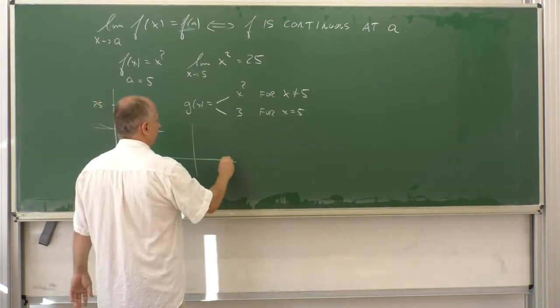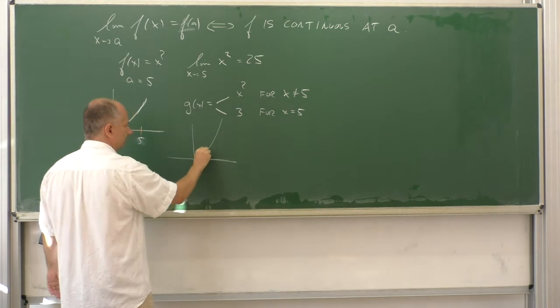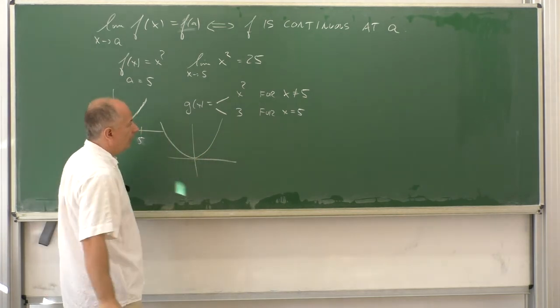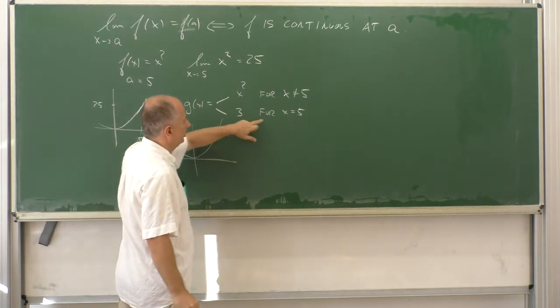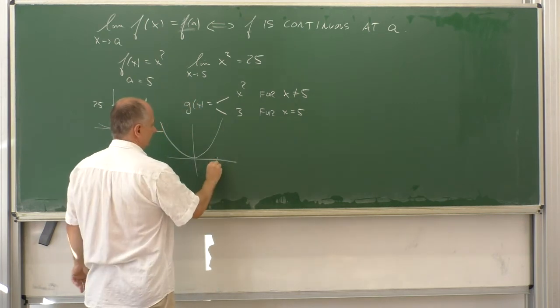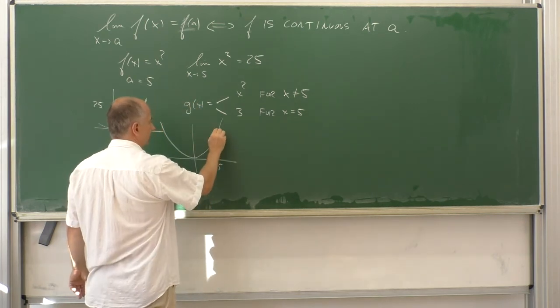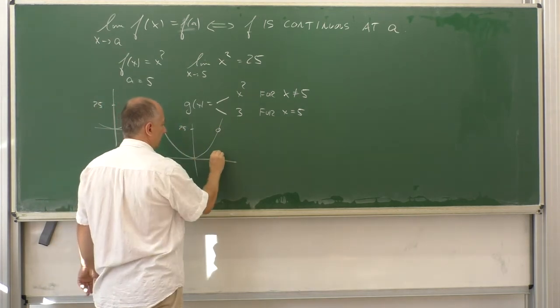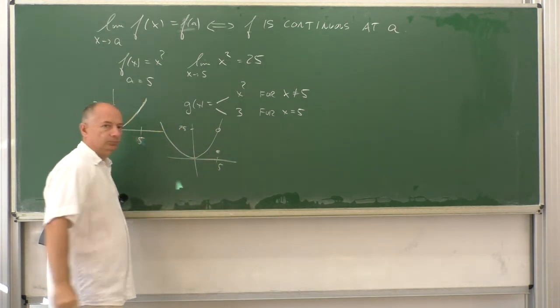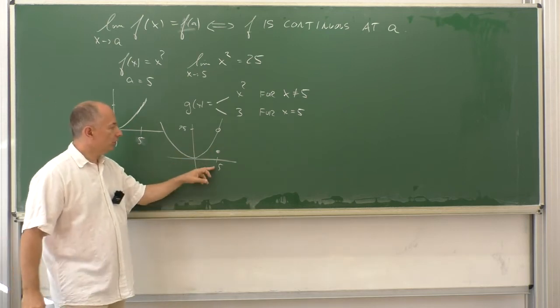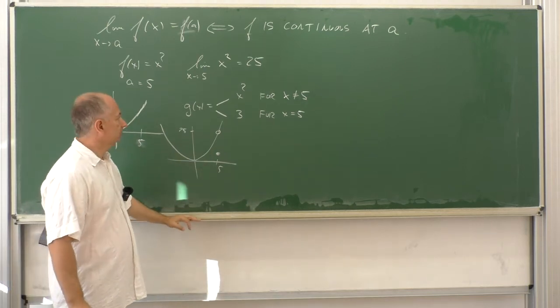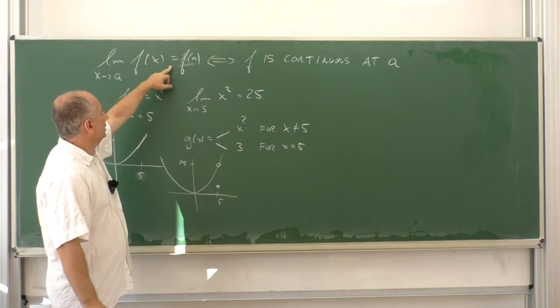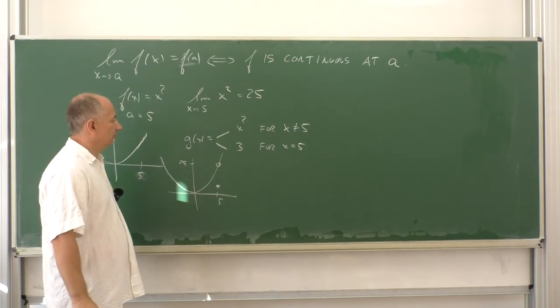What about the graph? It looks like a parabola with one important difference. For x equal to 5, the function value is not 25, but rather 3. This function is not continuous at 5, and this does not hold.